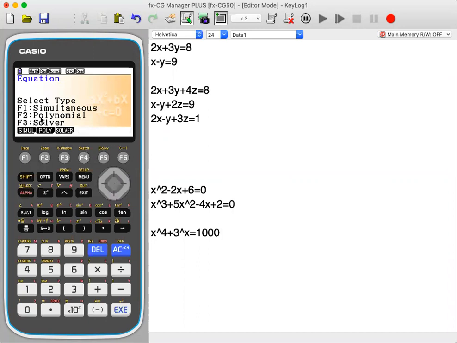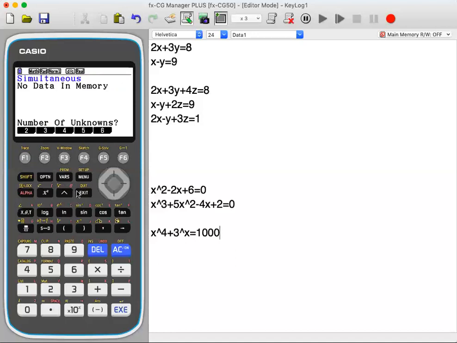Once you go into this, you are presented with solving simultaneous equations, solving polynomials, and there are some solver equations. I'm going to show you through these examples how to use the solver, polynomials, and simultaneous equation. So let us begin with the simultaneous equation first. When I enter the simultaneous equation, you have to press the F1 button because it's right below it. So press the F1 button, and now you go under the number of unknowns, which is 2.